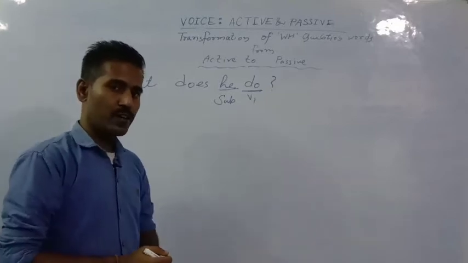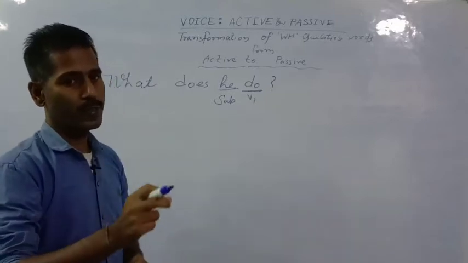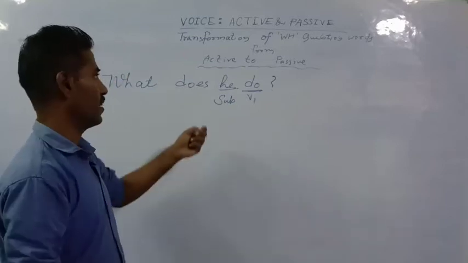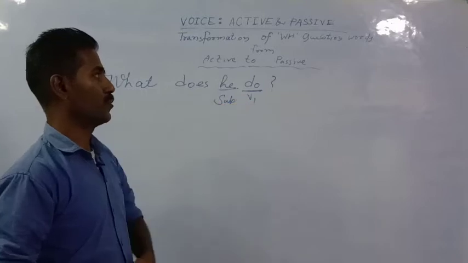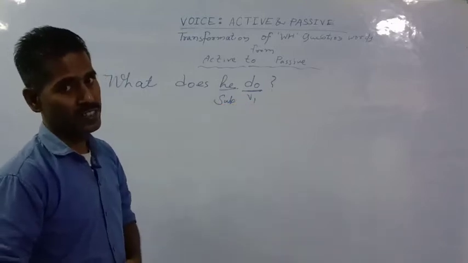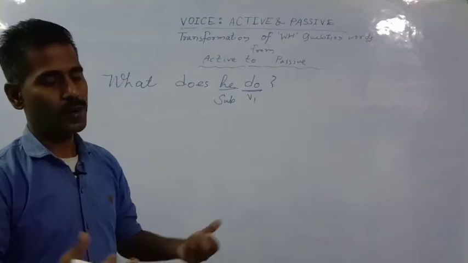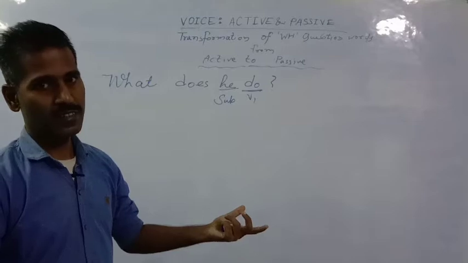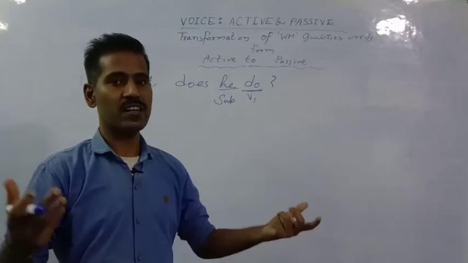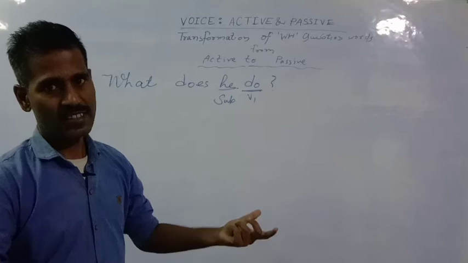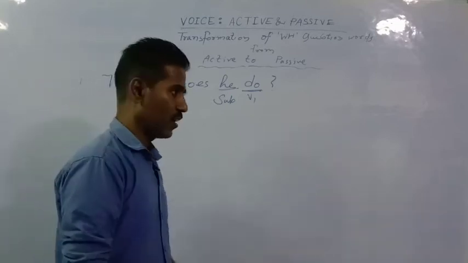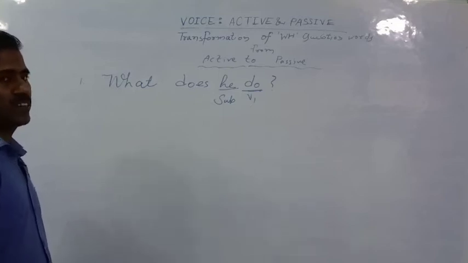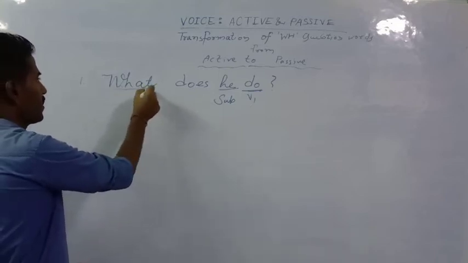How do we find the object? We know that in order to find the object, you have to put a question to the verb as what and to whom. If you put a question to the verb, what does he do? Then we may have plenty of answers, an infinite number of answers. He does teaching. Now see, in place of teaching, what is there.